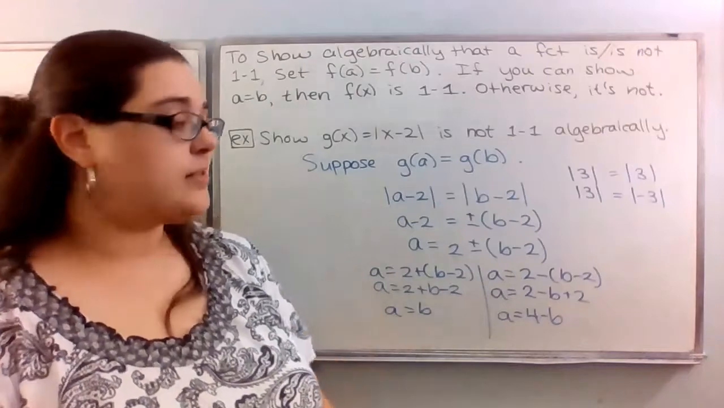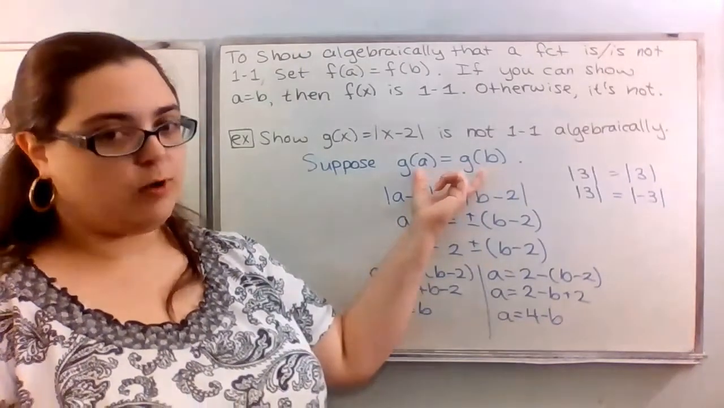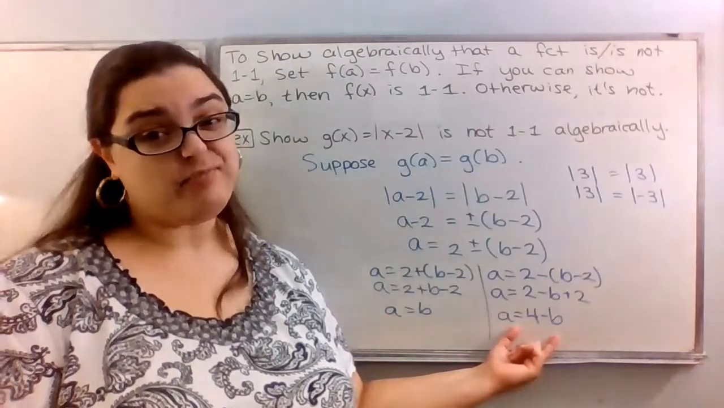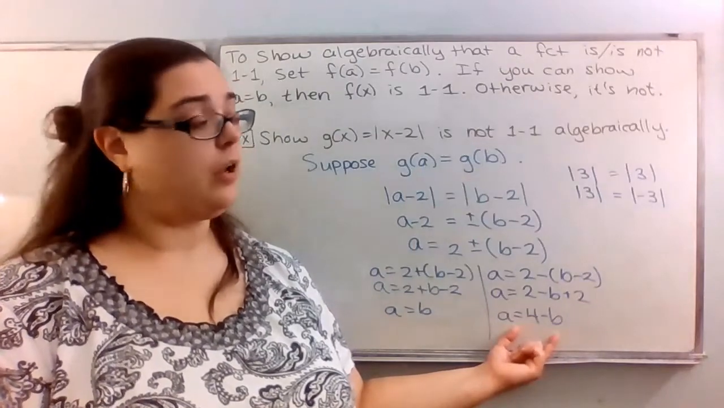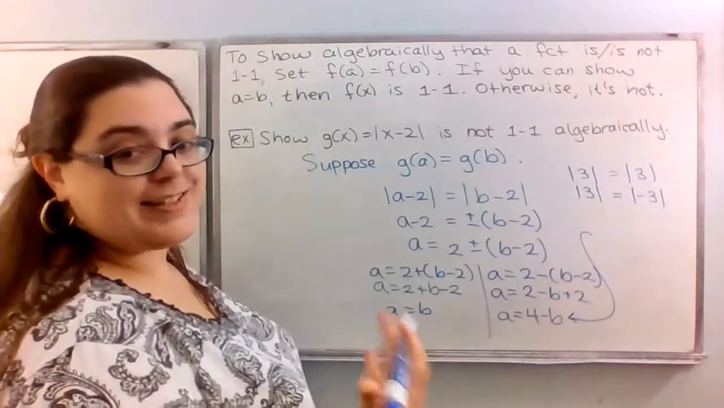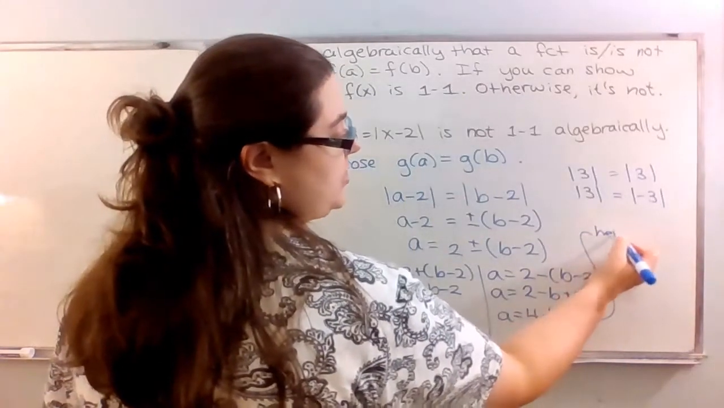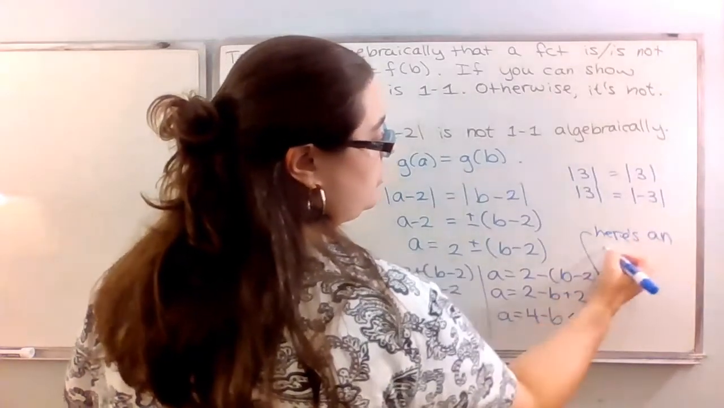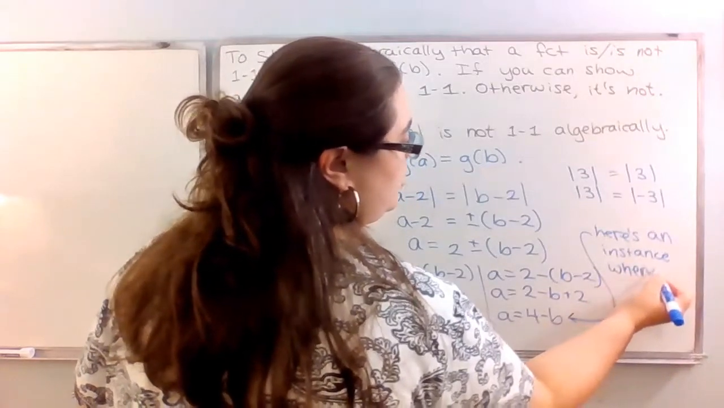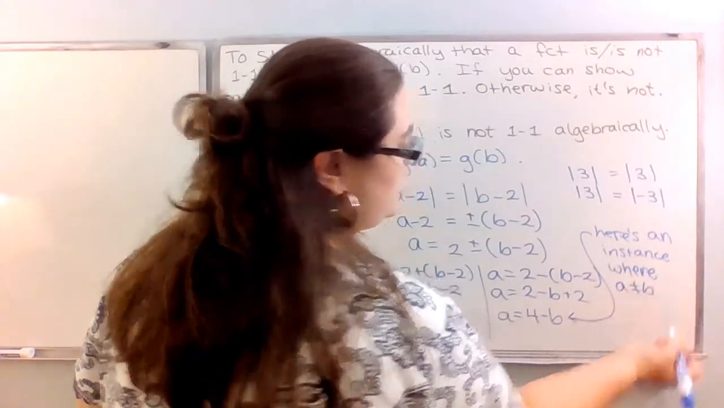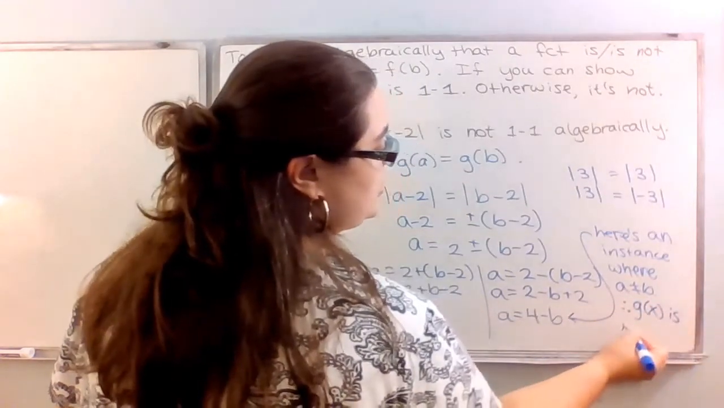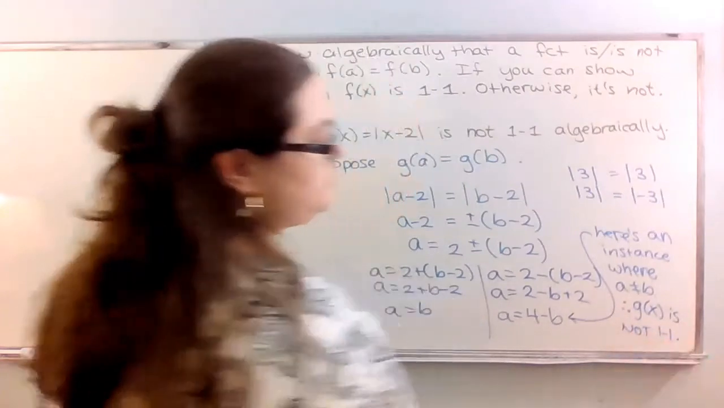So what this is telling us is that if I have 2 points with the same y value, they might have the same x, but they also might not. They might be different by a value of 4. So we found a case where a is not equal to b. So here's an instance where a is not equal to b. Therefore, g of x is not one-to-one.